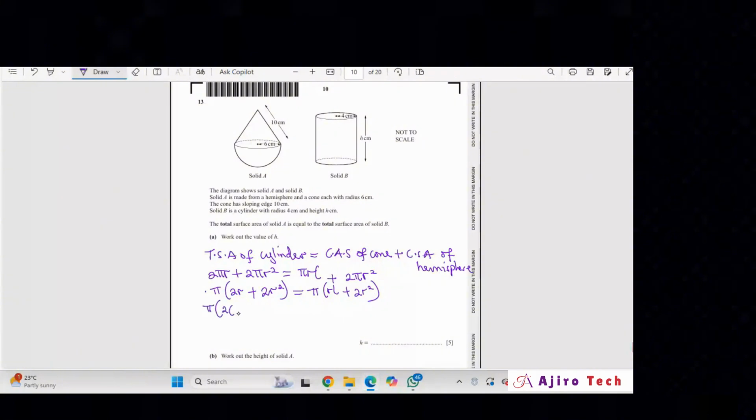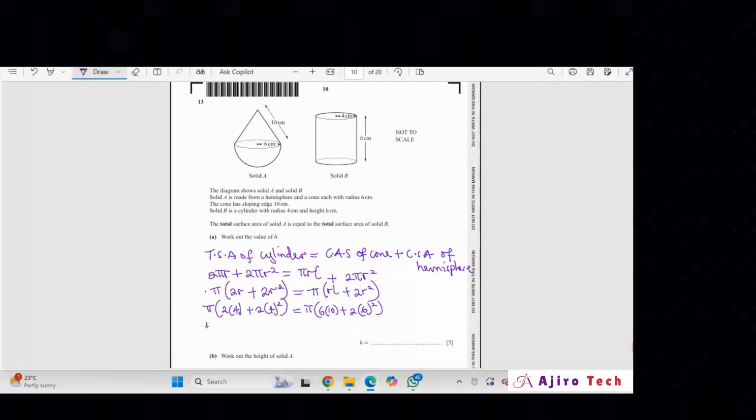So I'm going to have 2 brackets r. Remember, we're dealing with cylinder 4. So that will be 2 bracket 4 square is equal to pi. R is what here for cone now. I'm dealing with cone now. That is 6 bracket slant side 10 plus it with 2 brackets r is what? R square, that is 6. 6 is 6 here, 6 square.